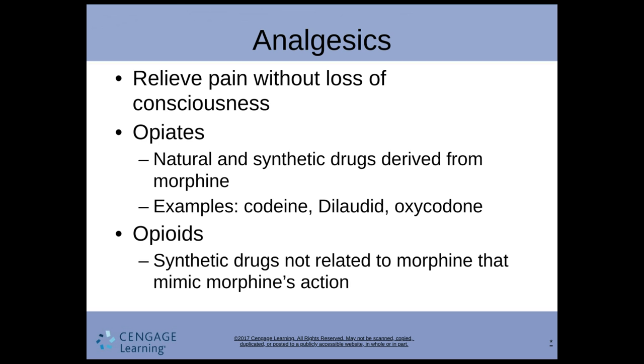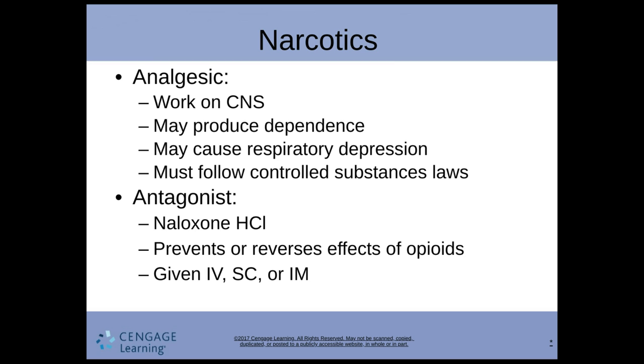Analgesics. So analgesics are medications that relieve pain without loss of consciousness. So think of things that may make you a little bit sleepy sometimes, but not necessarily something that will knock you out like an anesthetic, right? So these are things like opiates. These are natural and synthetic drugs that are derived from morphine, like codeine, Dilaudid, oxycodone. And then we have opioids, which are synthetic drugs not related to morphine that mimic the action of morphine. Okay. And then we have narcotics.